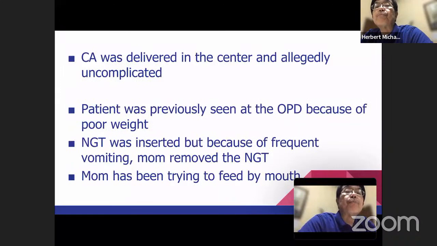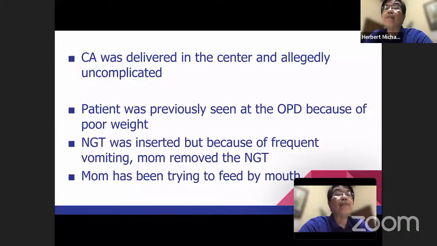The patient was previously seen in the outpatient because of poor weight gain. An NGT was inserted, but the patient frequently vomits. So the mom decided the NGT was not doing anything good. So the mom removed the NGT. And since then, mom has been trying to feed this kid by mouth.